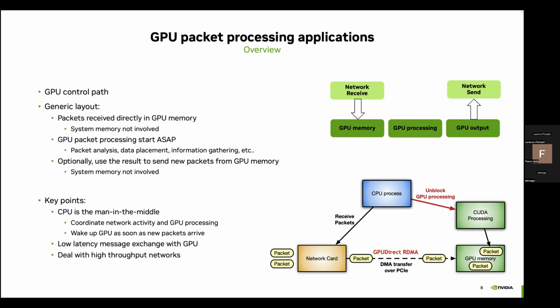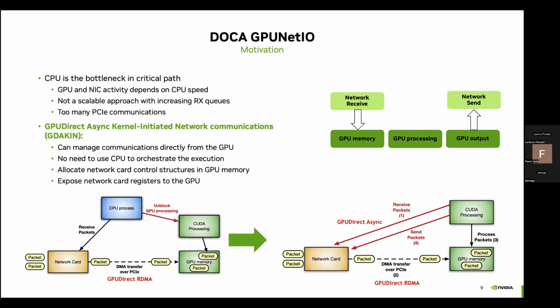Additionally, you also have a lot of PCIe transactions in this communication between, well, not between the CPU and the network card, but between the CPU and the GPU. So a lot of PCIe transactions, a lot of waste of resources. And this is the motivation behind DOCA GPUNetIO. That is the DOCA library I mentioned.